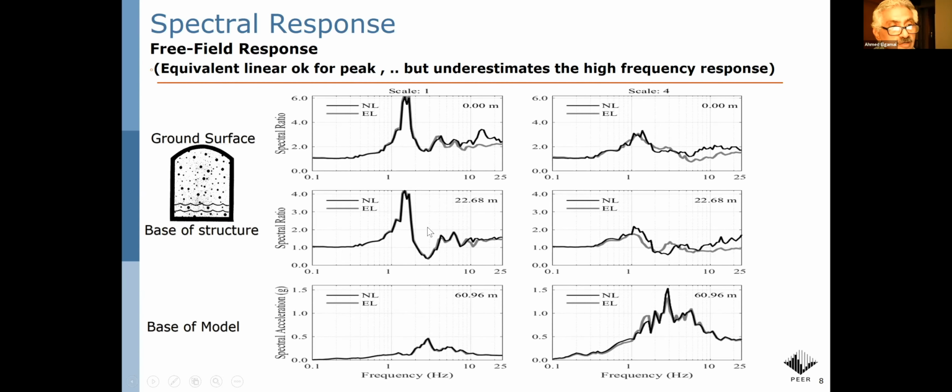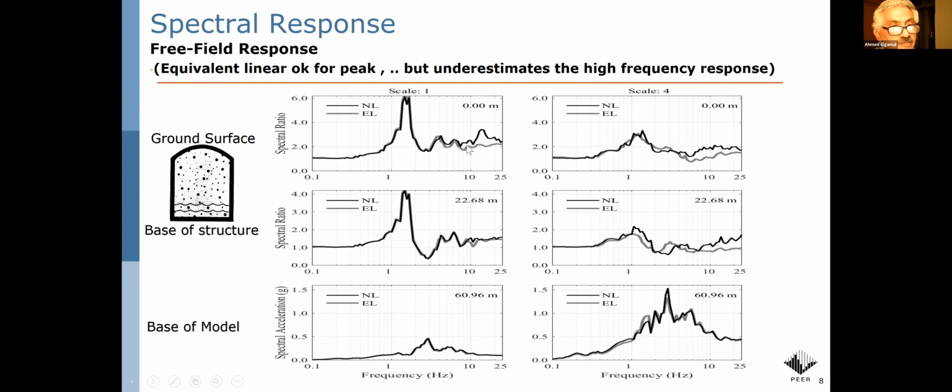The responses are not that different. This is here weaker shaking. This scale of 4 is the input motion scaled up by a factor of 4 times, so it's much stronger shaking. And we see we lose the amplification that often is seen when the shaking levels are low, and we see a resonance. So here the resonance is muted and the frequency is spread out.